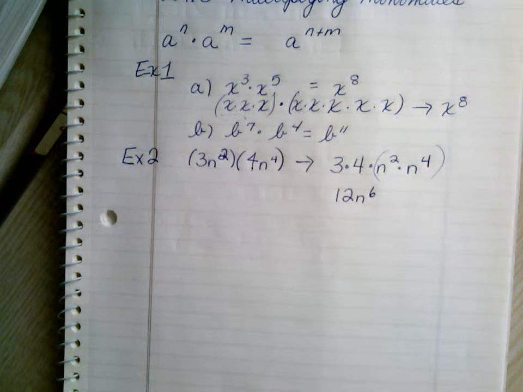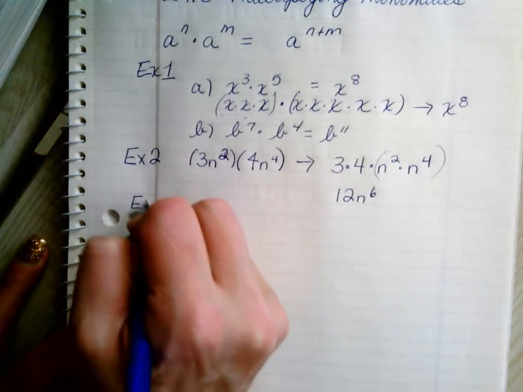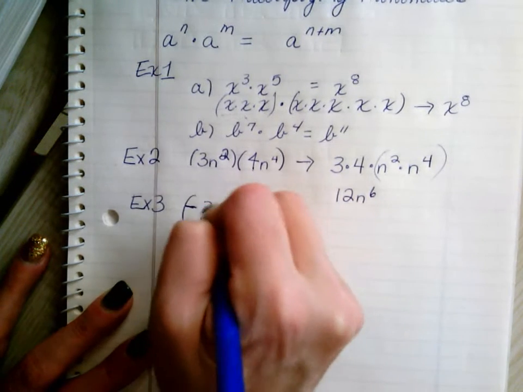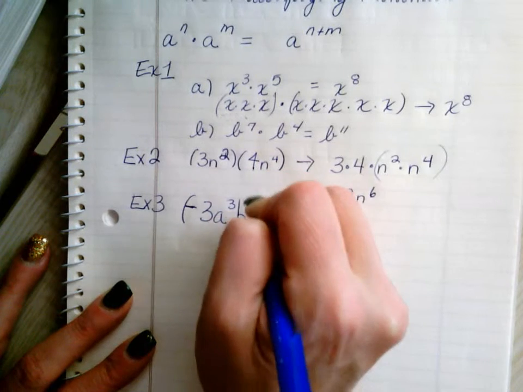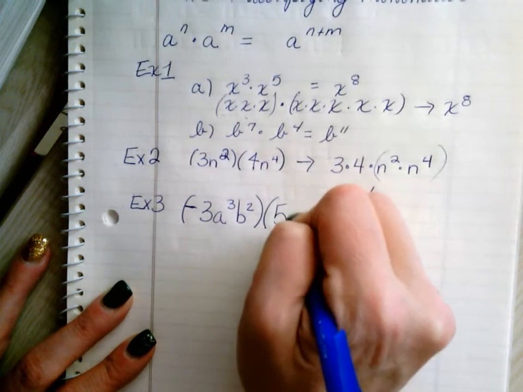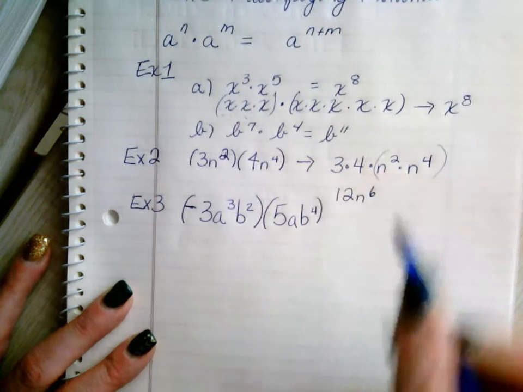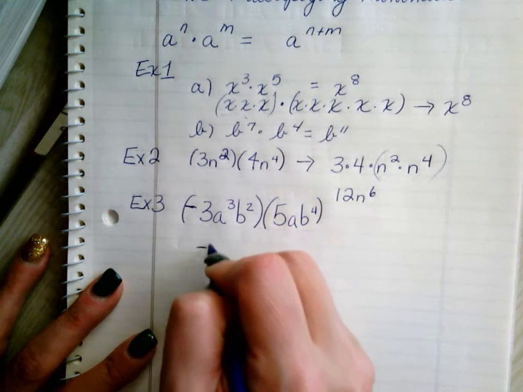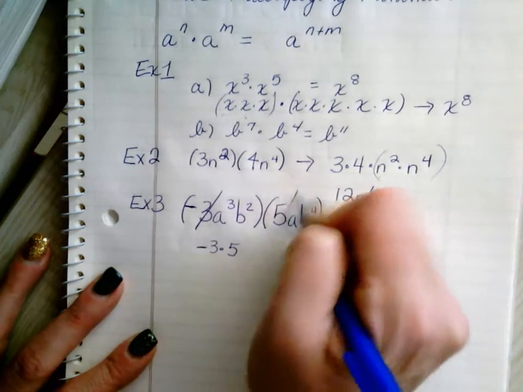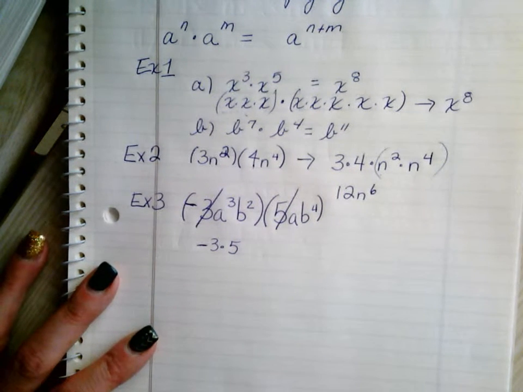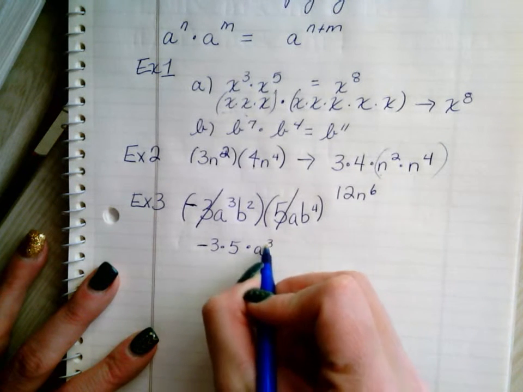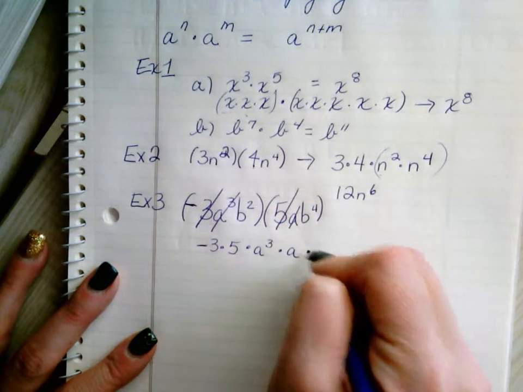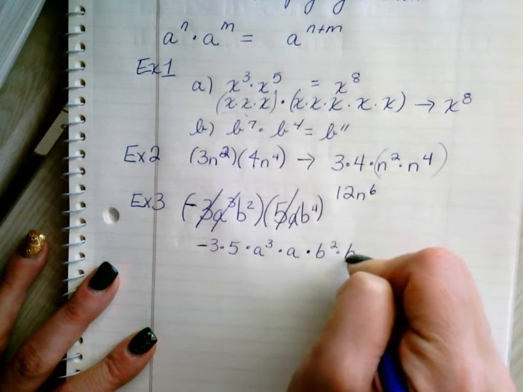The rest of these examples take it to a little bit more difficult level. Example 3. This one we're going to do a little commuting as well. Negative 3a cubed b squared multiplied by 5ab to the 4th. And remember, it's the same base where you add the exponents. So I'm going to group my numbers, negative 3 times 5, and cross them off just so that I don't forget that I've already dealt with them. Then I've got my a's, a cubed and a to the 1st, and then my b's, b squared, b to the 4th.